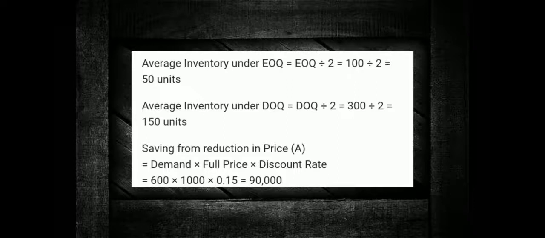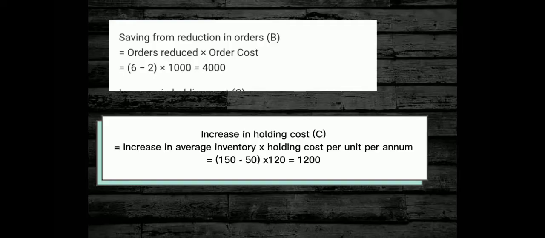So for the saving from reduction in price, we have demand times full price times discount rate, which is 600 times 1,000 times 0.15, equal to 90,000. For the saving from reduction in orders, we have orders reduced times order cost, which is 6 minus 2 times 1,000, equal to 4,000. For the increase in holding cost, we have the increase in average inventory times holding cost per unit per annum, which is 150 minus 50 times 120, equal to 12,000.